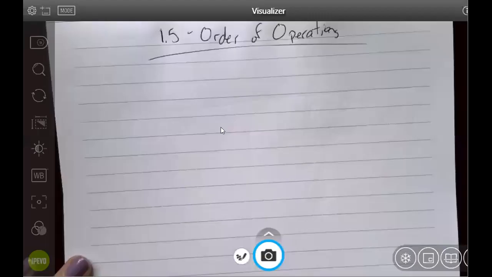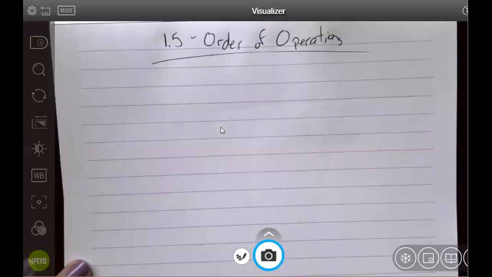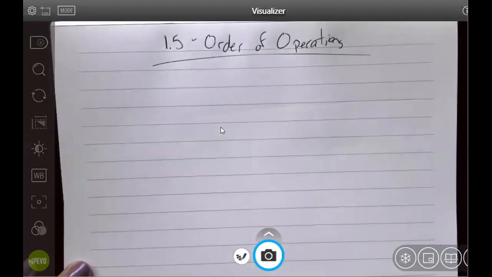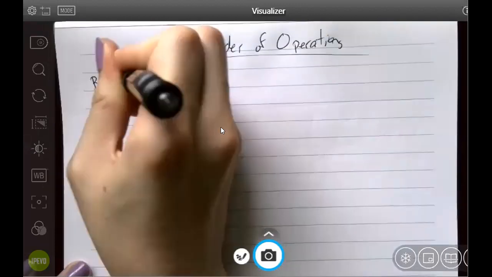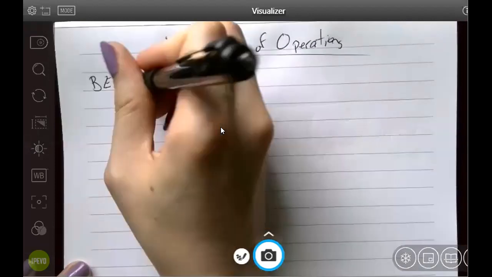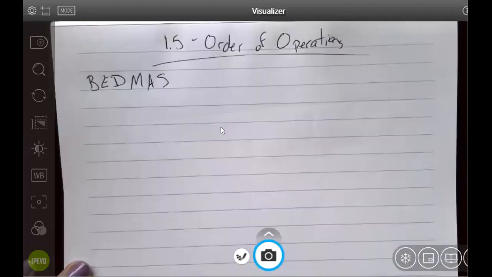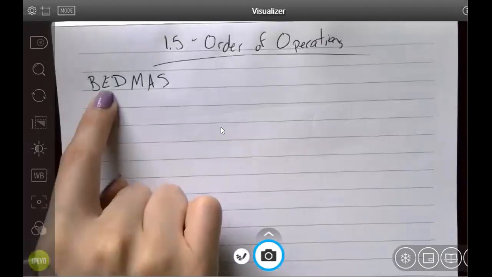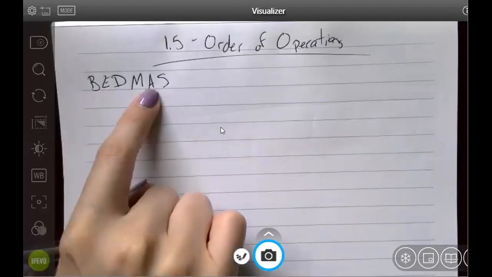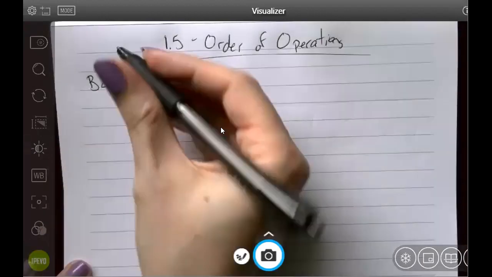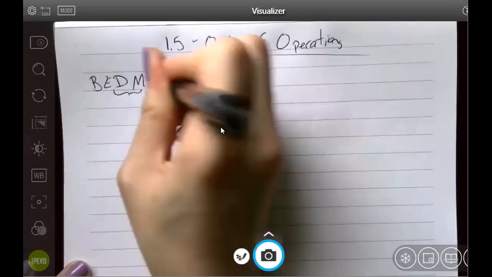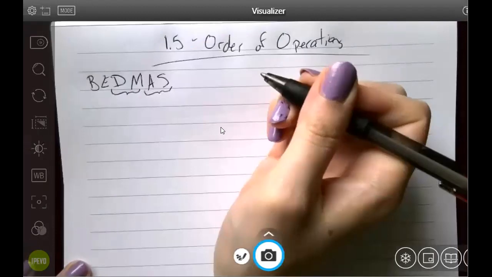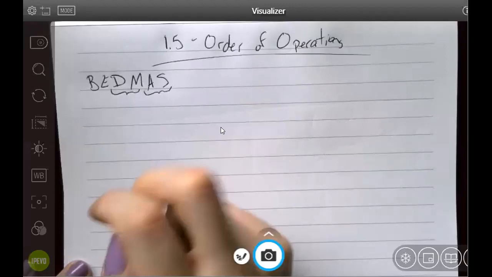Okay, so this is lesson 1.5, which is all about the order of operations. So the first thing I want to go over is just a reminder of what the order of operations is. Essentially, it's BEDMAS, which is how you probably have heard it referred to before. So that stands for brackets, exponents, division, multiplication, addition, and subtraction. And when it comes to division and multiplication, as well as addition and subtraction, it's actually whichever in that pair comes first.